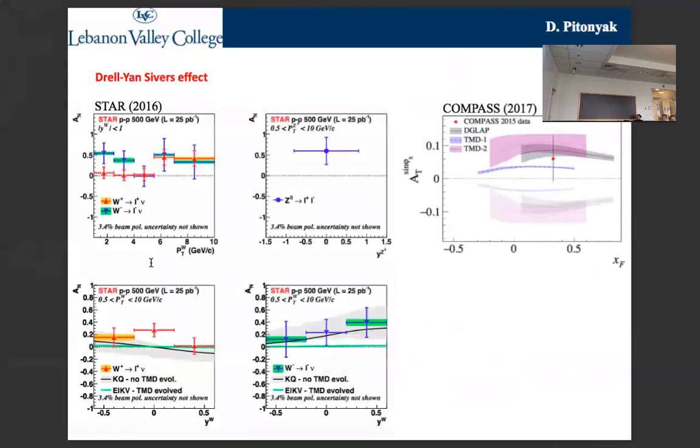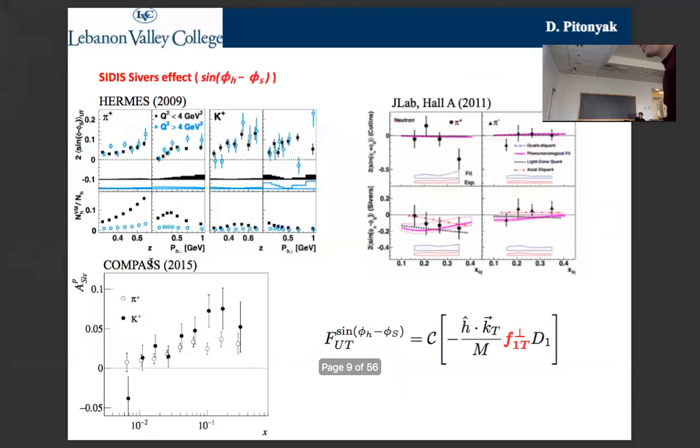Elke showed this data this morning from STAR for the Sivers effect in Drell-Yan and W production. This is going after the sign change of the Sivers function, and we're looking forward to more data and more precise measurements of this observable. We also have the pion-induced Drell-Yan from COMPASS. Both of these give an indication of this sign change in the Sivers function.